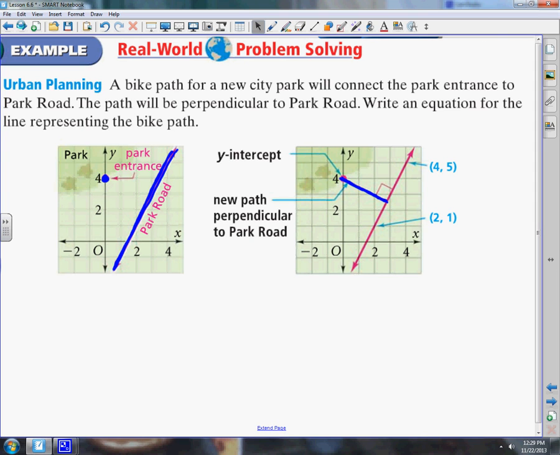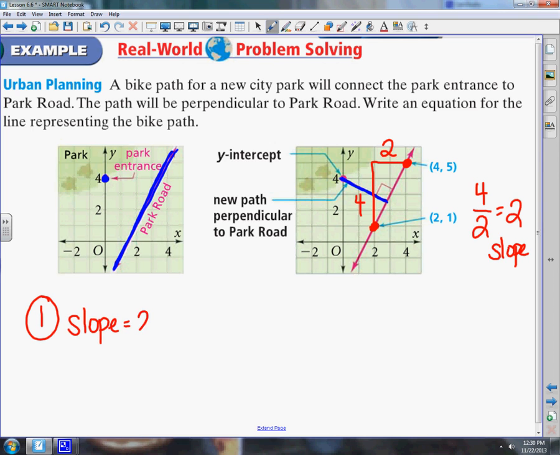Okay, so what I'm going to do is first find the slope of the line, Park Road. Here's my point, and here's another point. So I'm going to do rise over run: 1, 2, 3, 4, and 1, 2. So it'd be rise over run, which is 4 over 2, which is 2. So my slope is 2 for the red line. Now, this is going to be perpendicular. So I found my slope, my slope equals 2.